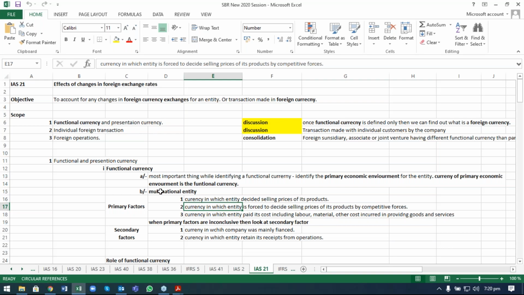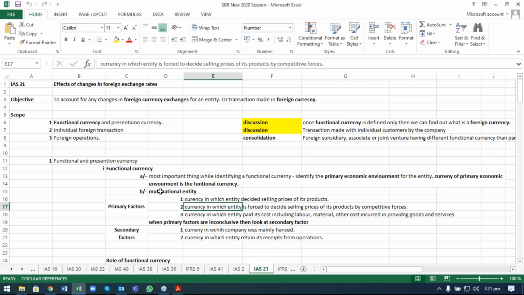So in this case, if the company is not able to decide the selling price of its products in any currency, the company decides its selling prices for different jurisdictions, for different primary economic environments, based on the selling prices of its main competitors within that economic environment. So the functional currency of the company would be based on the currency in which the entity is forced to decide its selling prices by competitive forces.